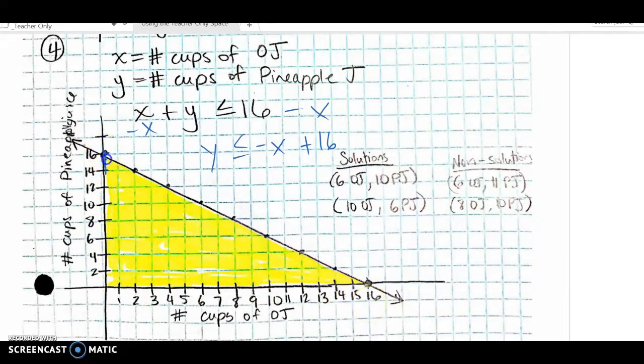So this box right here represents going down 2. This represents going over 2. And -2 over 2 is equivalent to -1. So when you look at your solution region, you should have all the same solutions that I have as possible solutions. (6, 10) would be having exactly 16 cups. (10, 6) would be having exactly 16 cups. I would prefer this because I like orange juice more than pineapple juice. Obviously, you could have a little less than 16 cups.